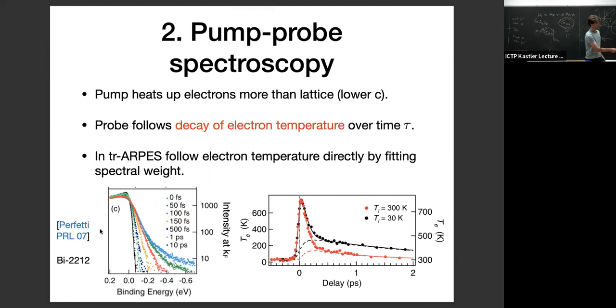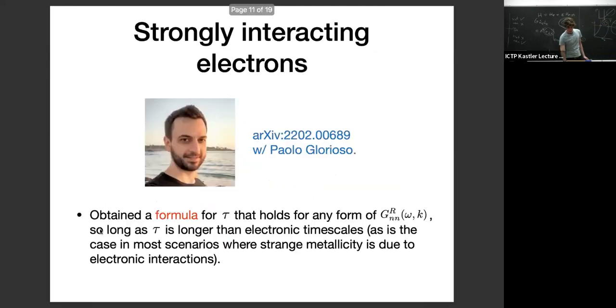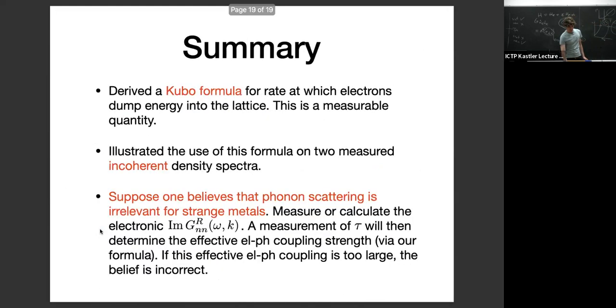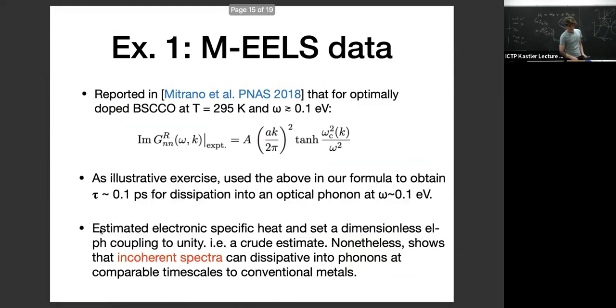These processes do happen on that kind of time scale, which is a bit annoying, because the fact that the spectrum is incoherent doesn't mean that you don't couple to phonons. Remember, the coupling was this integral along this line, so it's really the integrated spectral weight that matters. So even though the spectral weight is incoherent, the time scale that you get is quite comparable to what you would get in a conventional system.